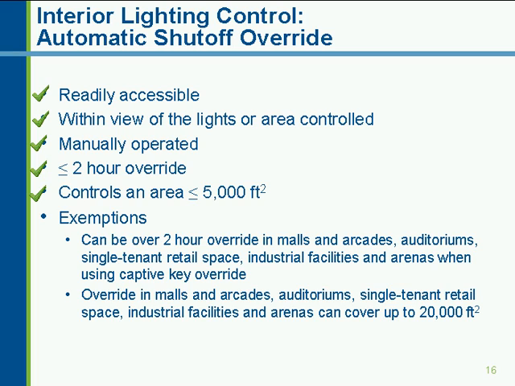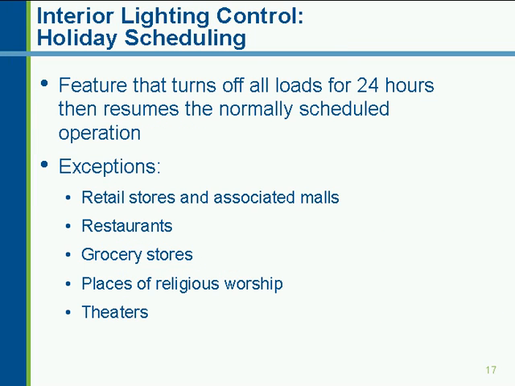And there are some exemptions in areas such as malls, arcades, auditoriums, etc., where you have single large area uses, and you have a separate control, captive key, or control in another part of the building. You can exempt that as well with the same kind of a 2-hour override. The override in these similar kinds of spaces can also be larger than 5,000 square feet. You can cover up to 20,000 square feet with these. So again, to reiterate, in these spaces you can have over 2-hour override, and you can cover a lot larger spaces.